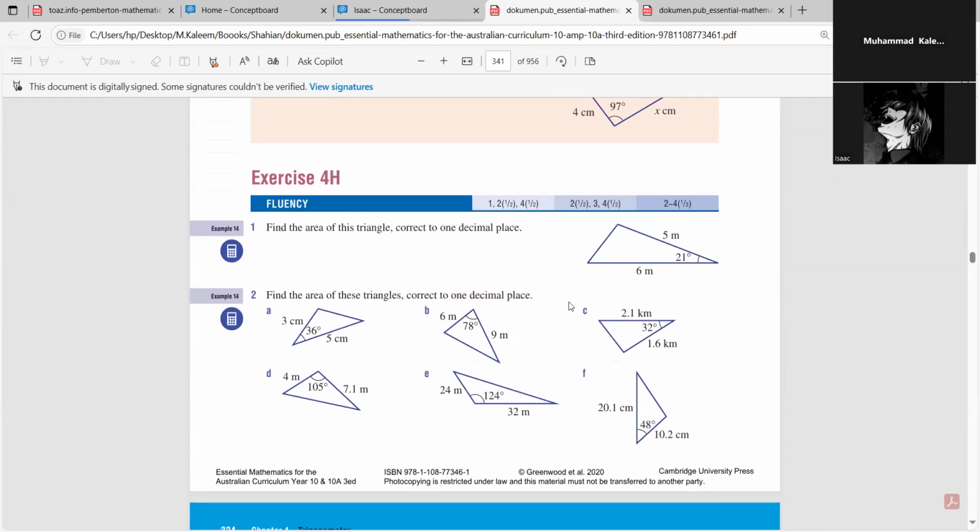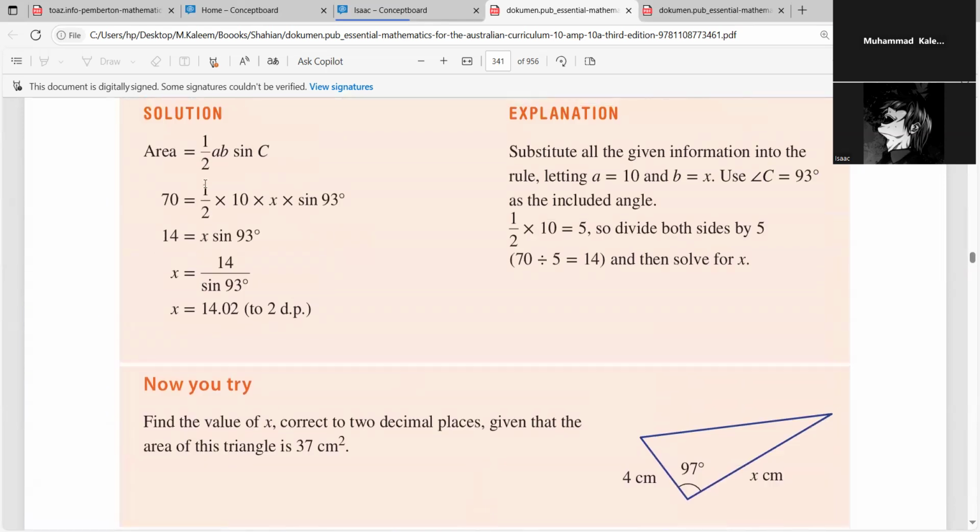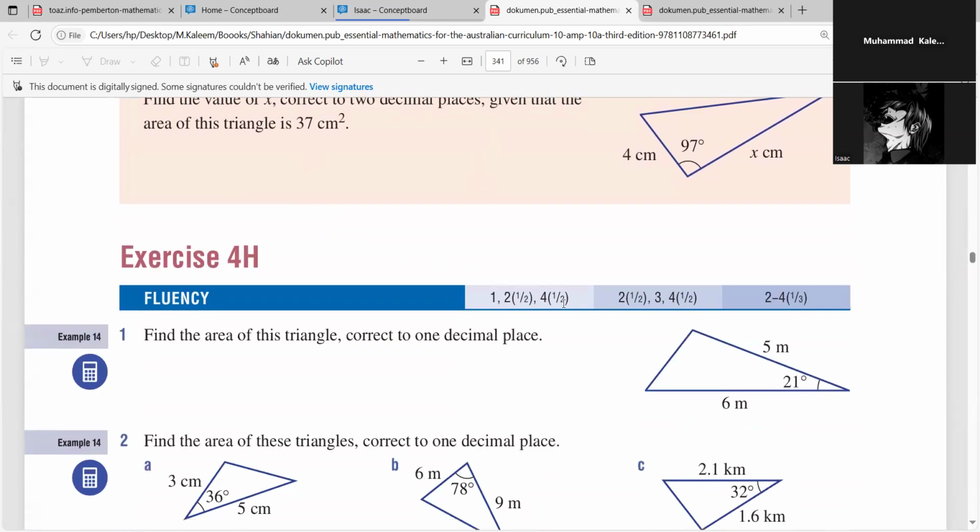Okay, if we have this case in which two sides and the angle between them is given to us, you just have to use this formula: 1 over 2 AB sine C. What does it mean? It means that, let's suppose this is vertex A, vertex B, vertex C. So definitely this side is a, this side is b, this side is c.